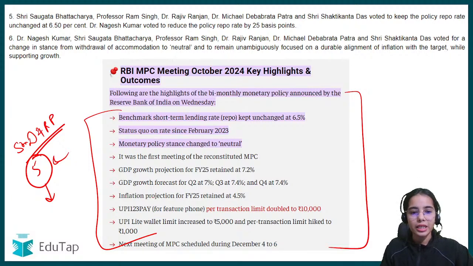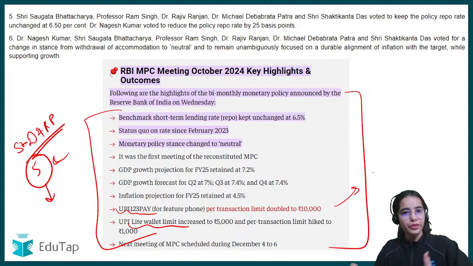So that is regarding your UPI 123 Pay limit to be increased, UPI Lite wallet limit to be increased, as well as there are also discussions about the different portals and such.